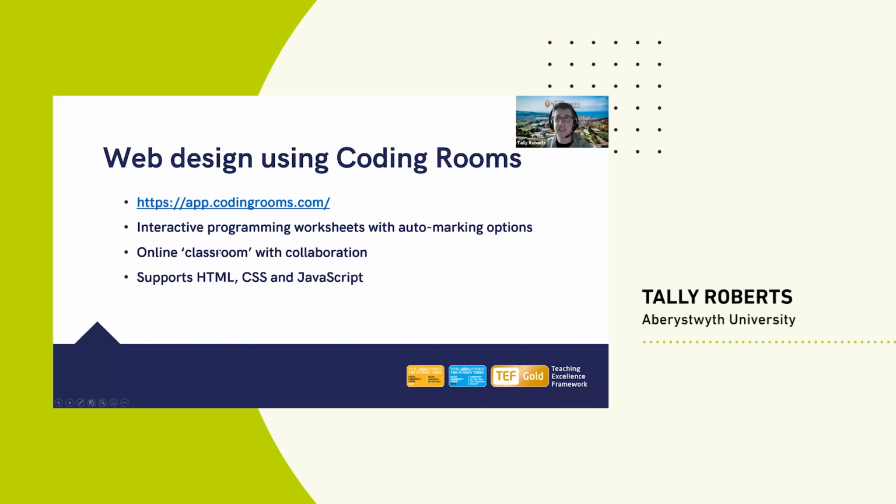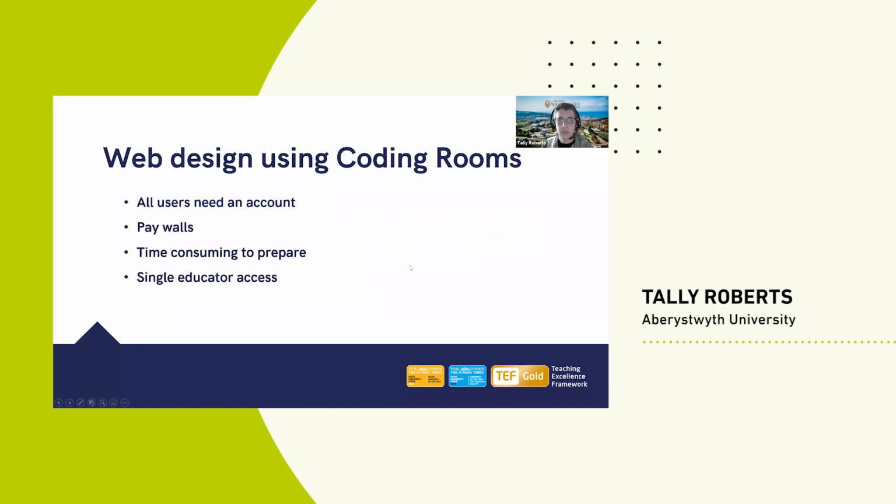The reason we would suggest Coding Rooms is it has that online classroom function, which allows you to collaborate live with each and every student in their separate files. It's got interactive programming worksheets with those auto marking options again. So it marks for them, so they can see instantly, they're getting instant feedback, they know how well they've done, and it saves time after the lesson on the marking.